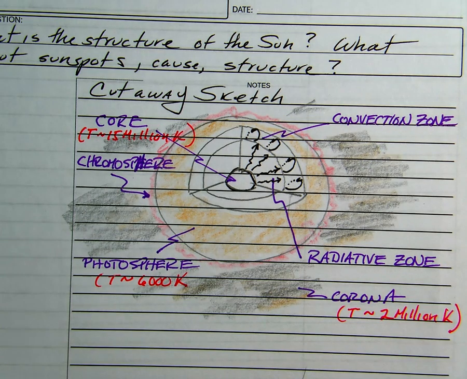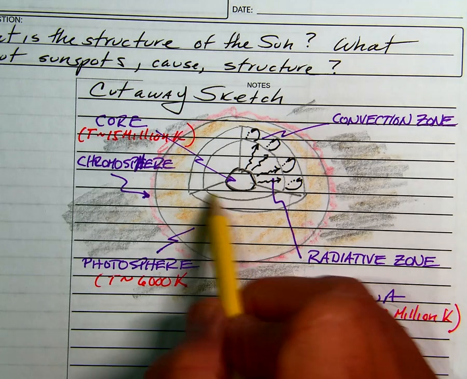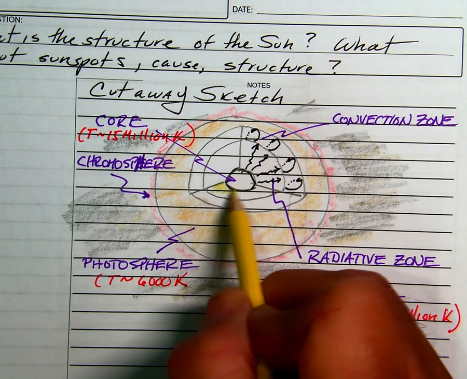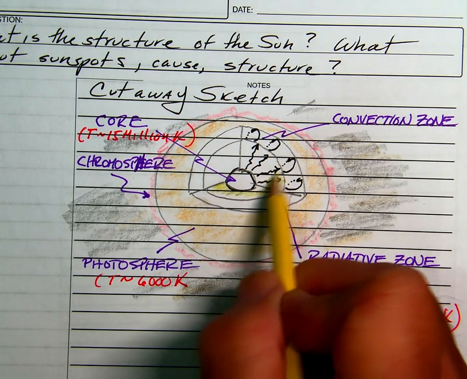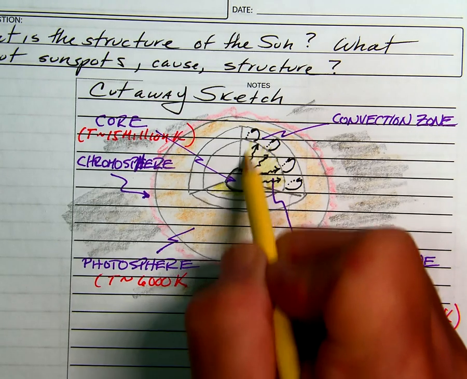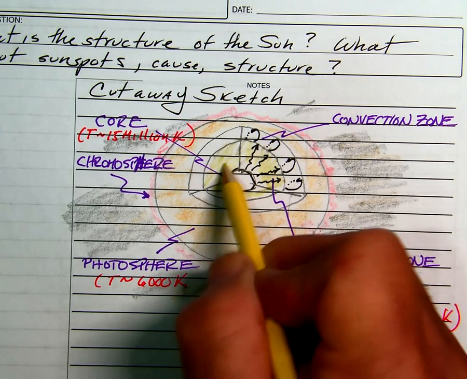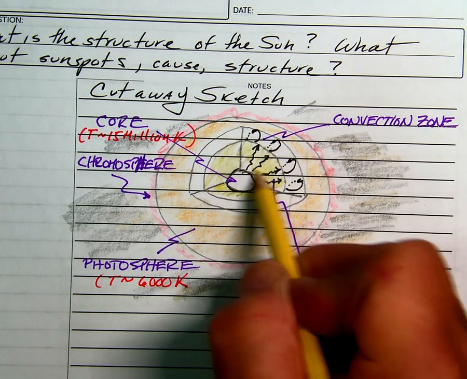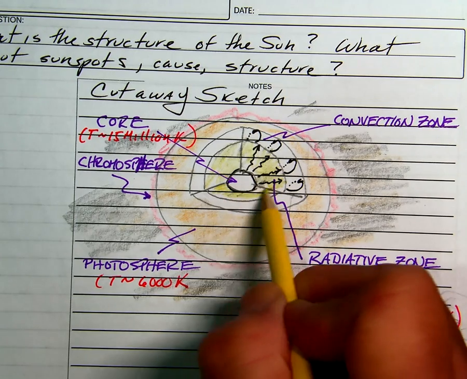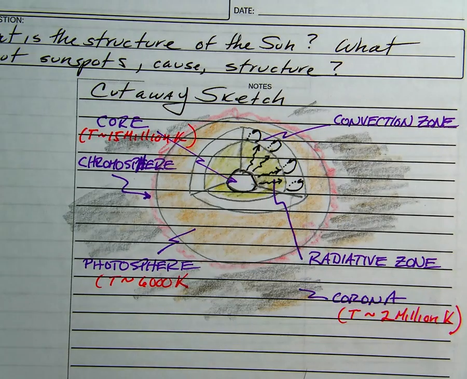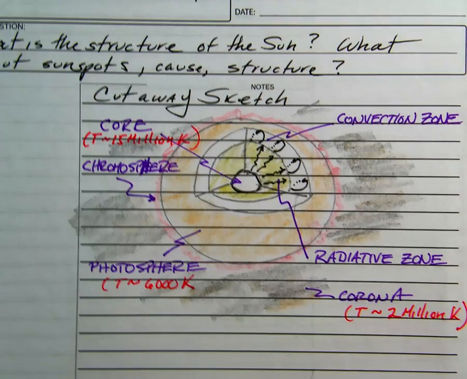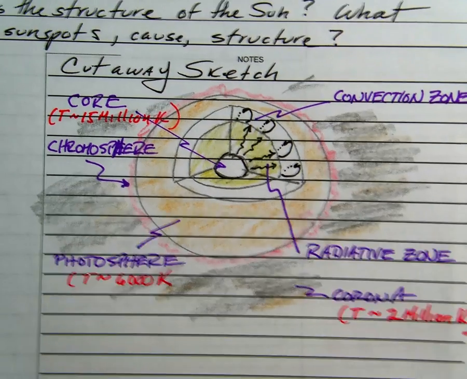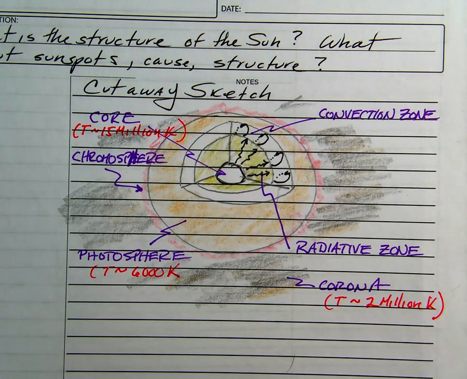Okay, now in terms of coloring, I'm going to go ahead and color the radiative zone in a yellowish color. I don't know why. Okay, and I'll leave the core white, if you will. Okay, there's a sketch of the sun. You should be pretty familiar with this as we go through the unit.